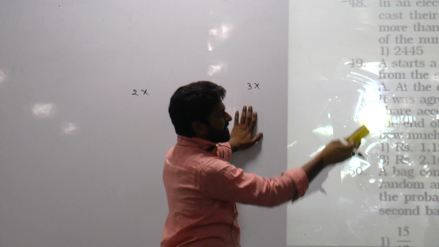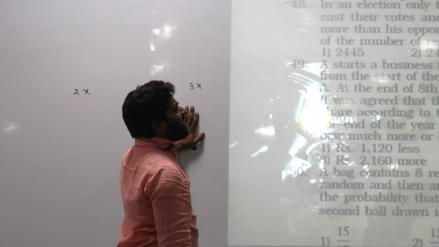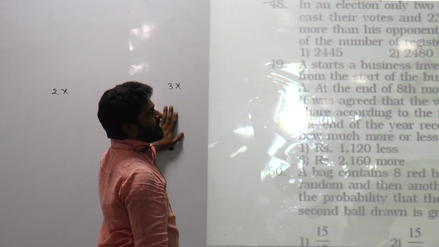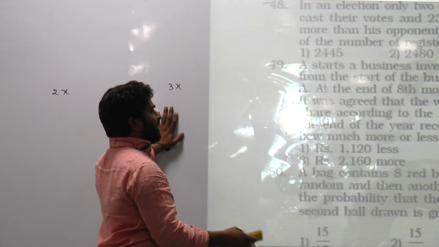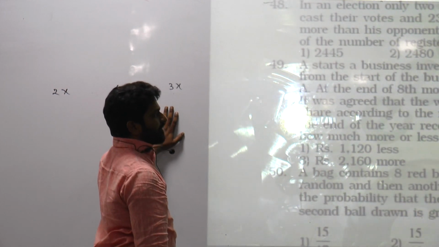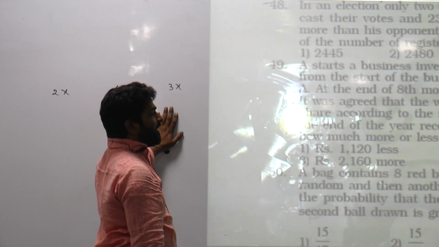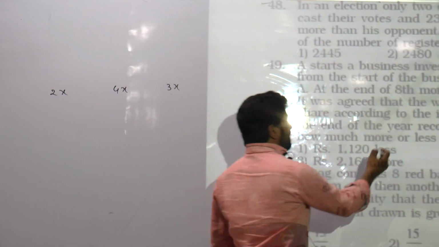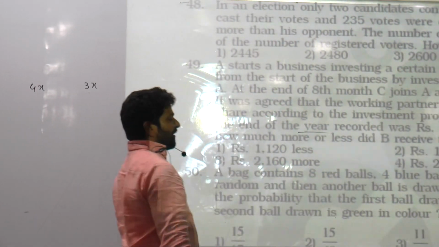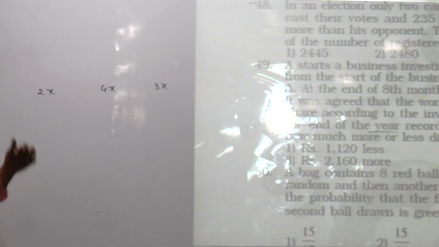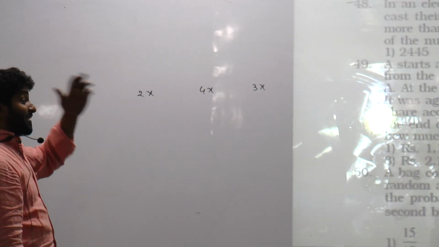Next. It was agreed that the working partner would receive 5% of the total profit and also the share according to the investment proportion from the rest of the profit. Profit at the end of the year, 1 year, recorded was 20,400 and A was the only working partner. How much more or less did B receive than A?